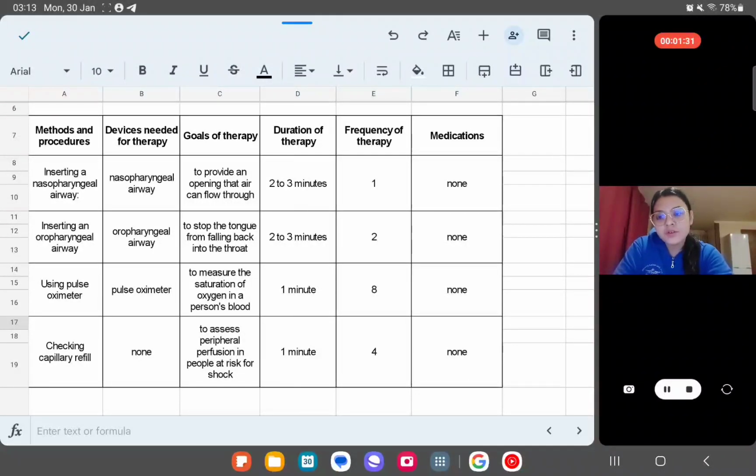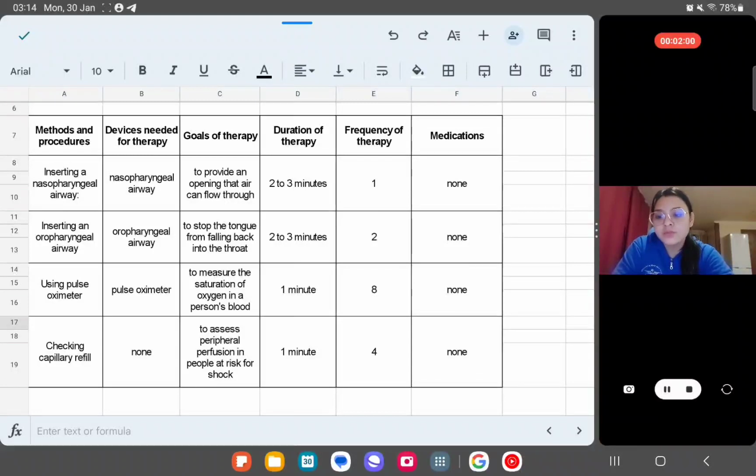Next, we also tried inserting an oropharyngeal airway, and we used an oropharyngeal airway to do so, and this helps in stopping the tongue from falling back into the patient's throat, so it makes them breathe easier. And the duration of the therapy was around 2 to 3 minutes, and we did this practical task twice, and there were no medications used.